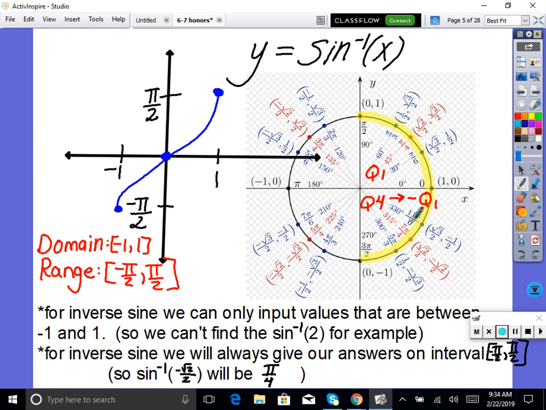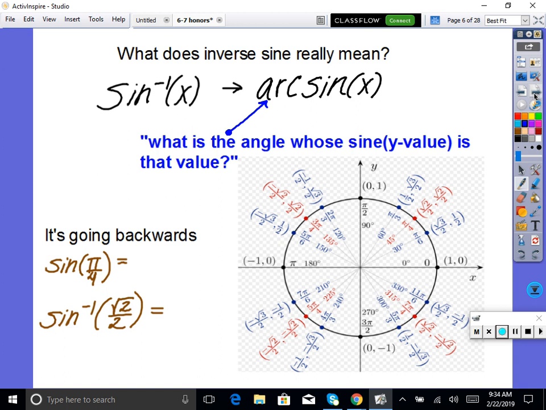Okay. Right? Let's talk about what sine inverse means. Everybody write this down in your notes. Sine inverse with a negative 1 is the same thing as saying arc sine. They mean the same thing. You can see it written either way, but they mean the same thing.